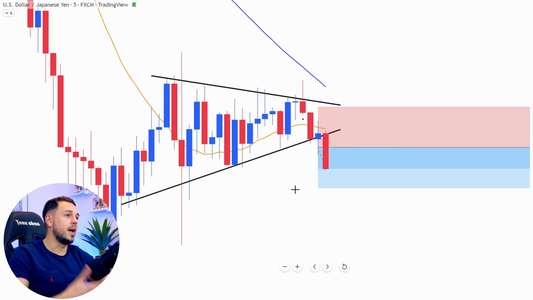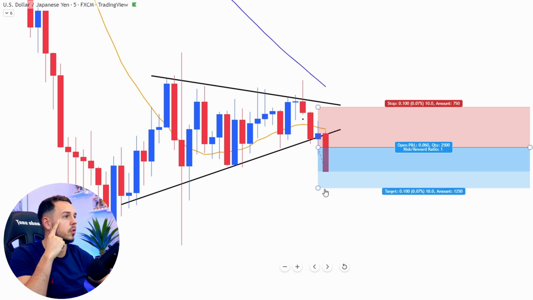All right, USD JPY, as you can see, is dropping down. We should have kept this trade, of course.